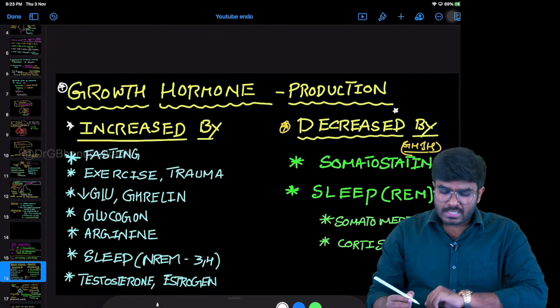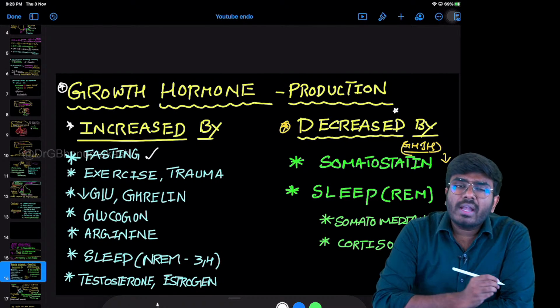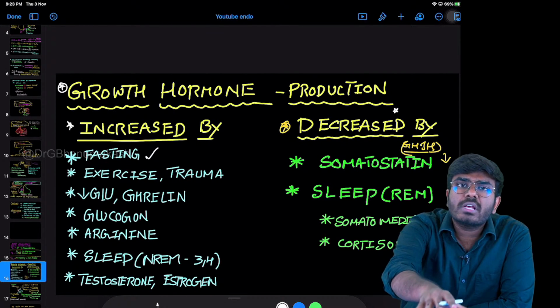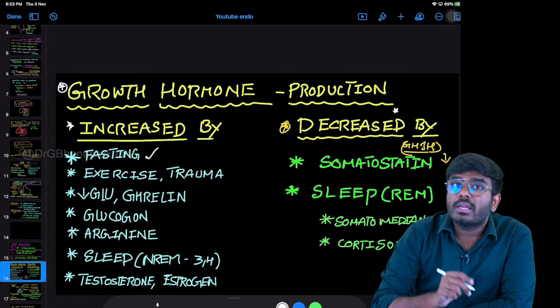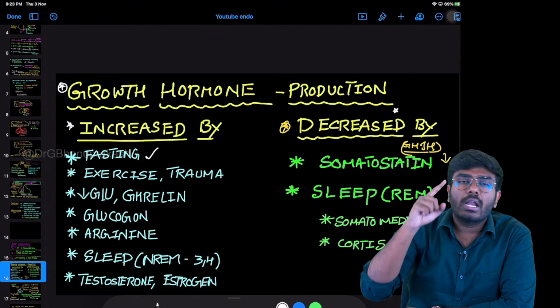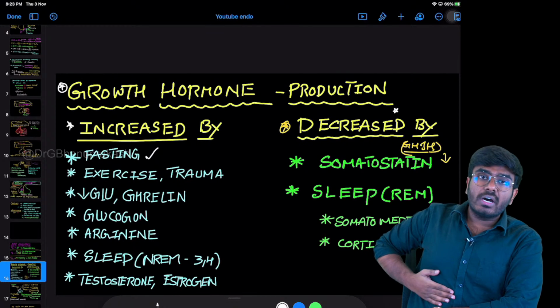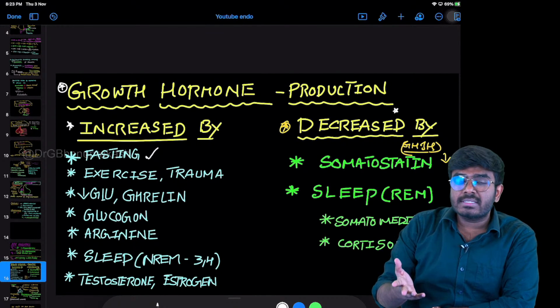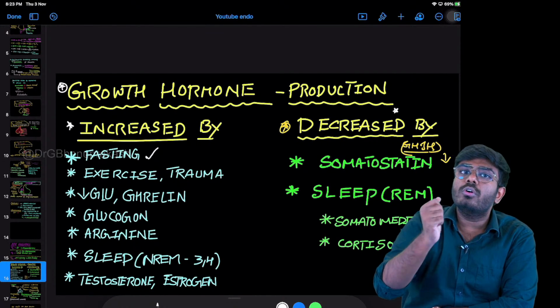See, just think like this. During fasting, what happens to your blood glucose levels? Your blood glucose levels are going down. Now, do you need glucose or not? You need glucose. So now what happens? Growth hormone is going to be released. This growth hormone acts on your liver and causes glycogenolysis, so glycogen is getting broken down into glucose.